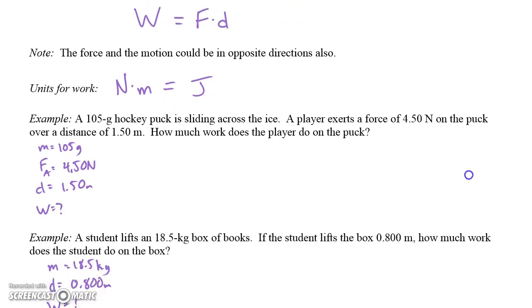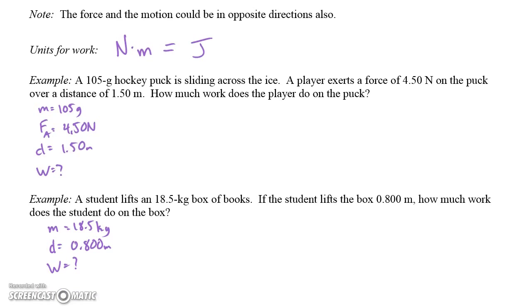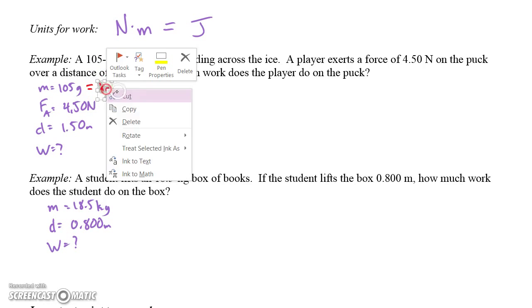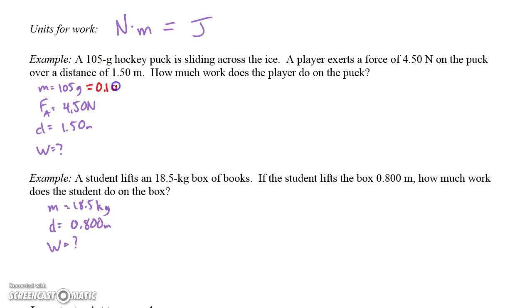So let's take a look at a couple of examples here. So we got a 105 gram hockey puck sliding across the ice. The player exerts a force of 4.50 newtons on the puck over a distance of 1.50 meters. How much work does the player do on the puck? So you'll notice with work questions, it's always about a specific force. So this time we're looking for that force applied, which we're given. Always make sure that you're in kilograms. So we need to make this 0.105 kilograms.